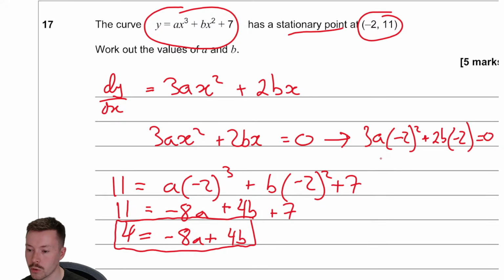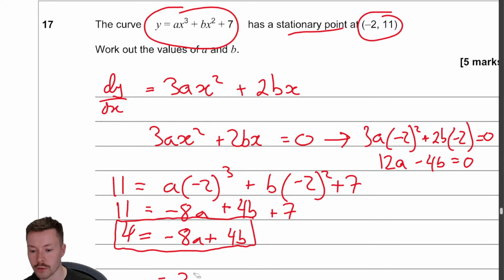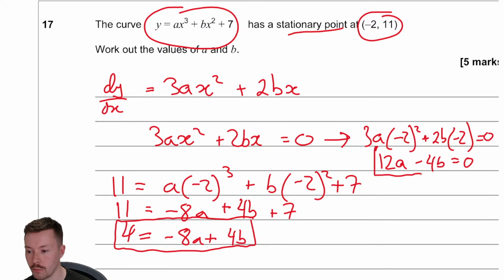So minus 2 squared is 4. 4 times 3 is 12a. Minus 2 times 2 is minus 4b is equal to 0. And we could actually divide all of that by 4 before I write it down. That will give me 3a minus b is equal to 0. That isn't really any helpful because I'm going to have to multiply it again with the plus 4b. So I might as well just write it down as it is. So 12a here minus 4b equals 0.